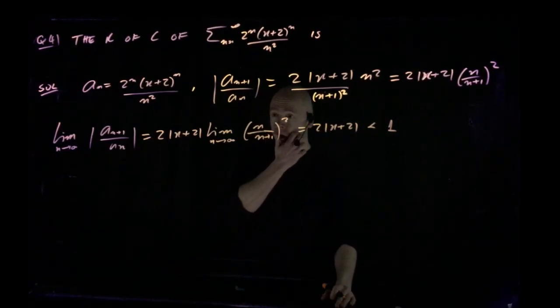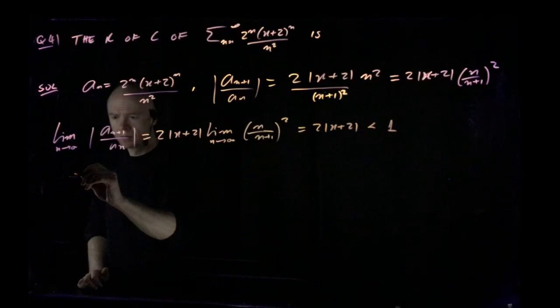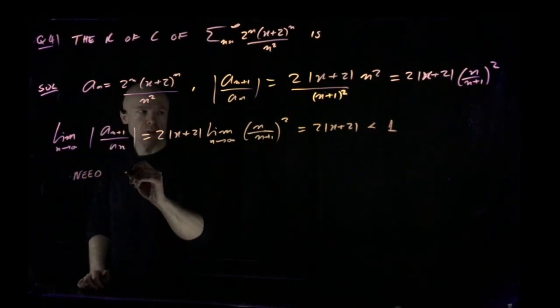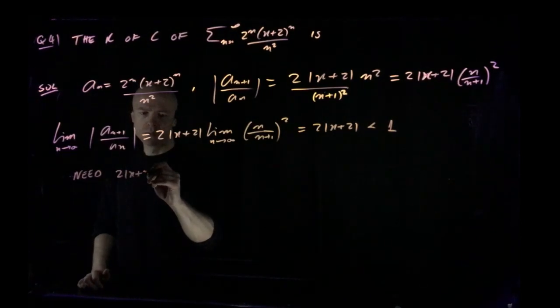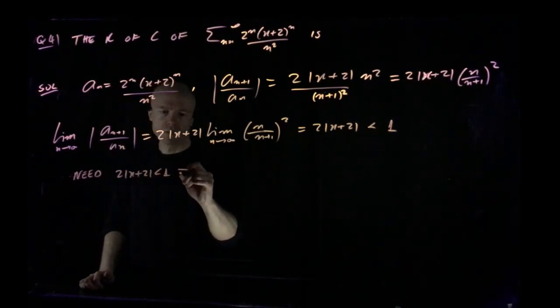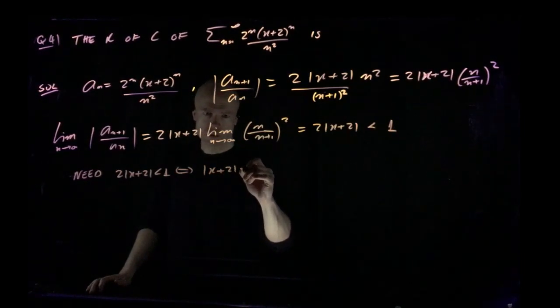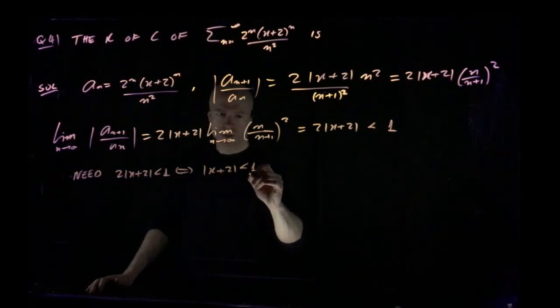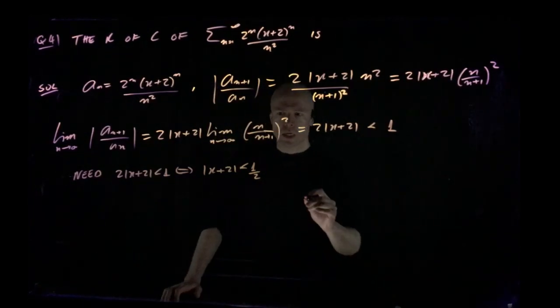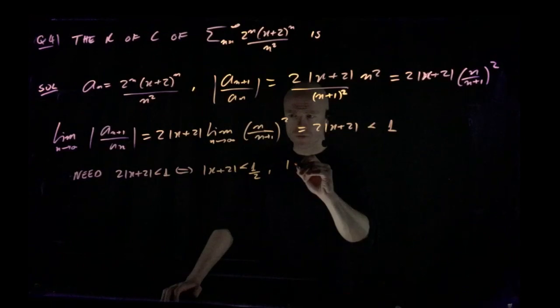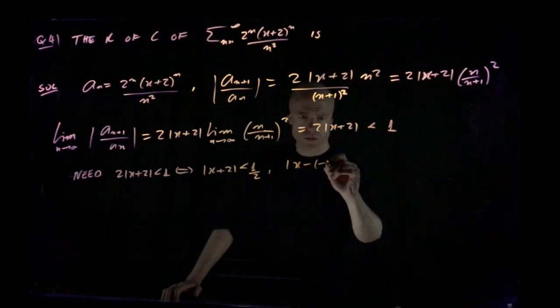Okay, so we need 2 mod x plus 2 to be less than 1, which is equivalent to mod x plus 2 being less than 1 over 2. And it's just asking us for the radius of convergence, but let's actually find the interval of convergence since we're doing this.